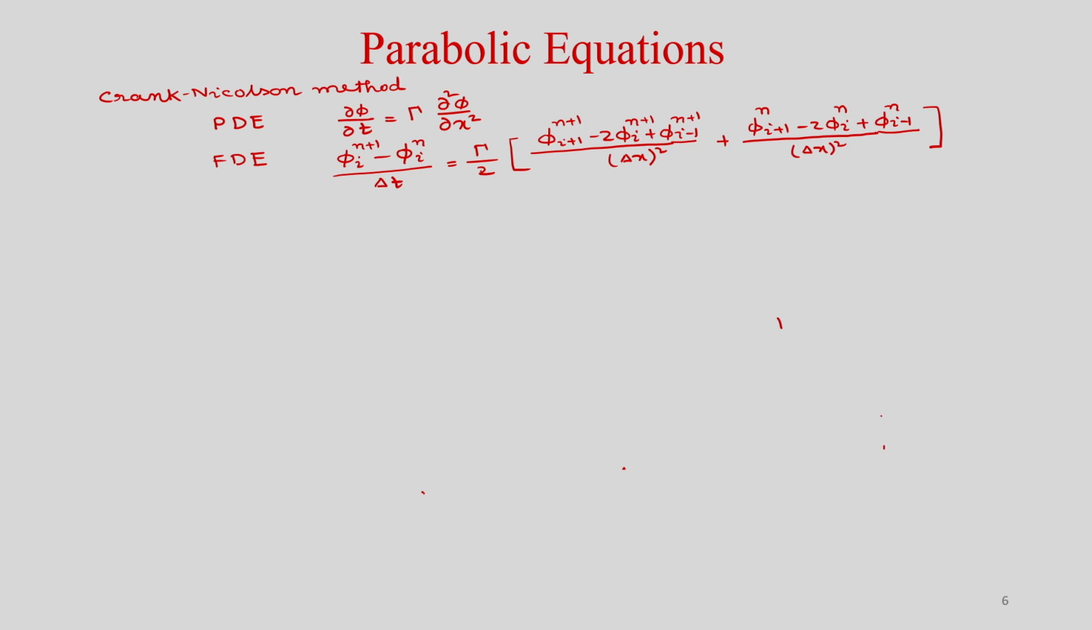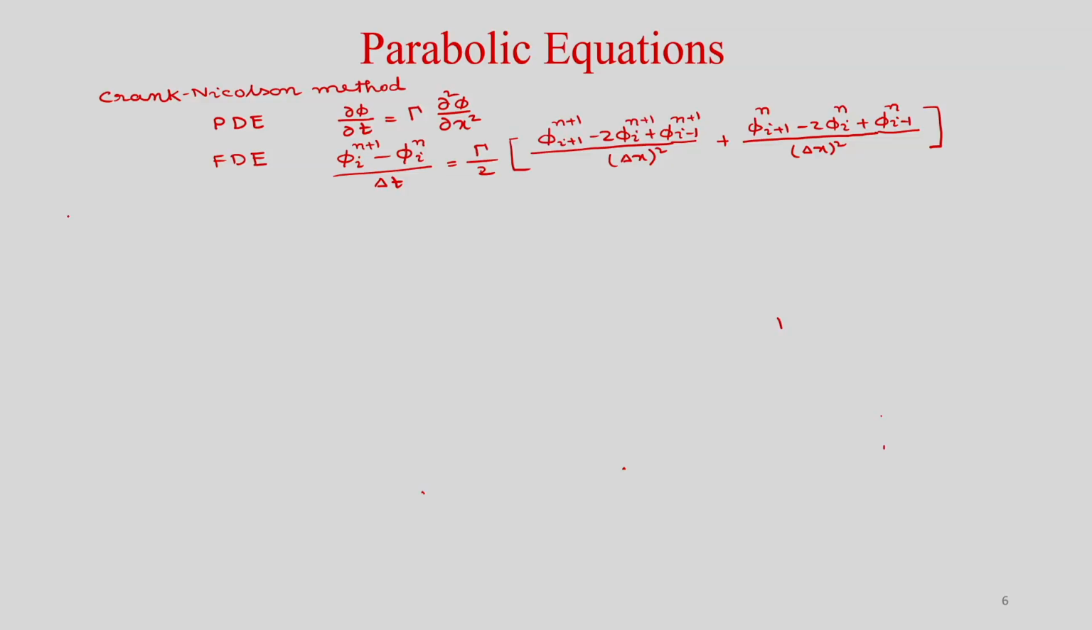So, now we want to find what is the truncation error. For that, each dependent variable we will expand using Taylor series. Then we will see the difference between this partial differential equation and the finite difference equation, then we will find the truncation error, and that will tell us what is the accuracy of this scheme.